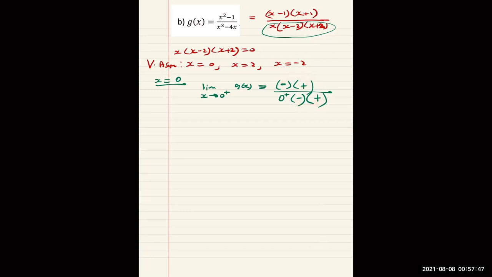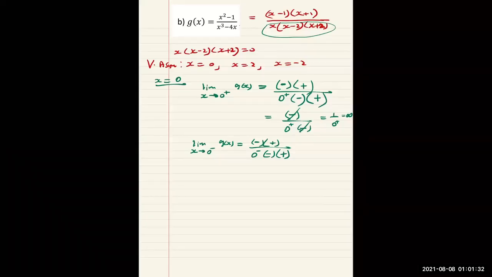So you have this form, negative divided by 0 plus negative. But these two negative signs will be cancelled. You get 1 over 0 plus, which is plus infinity. But here, if you simplify the sign, you get minus times positive, negative, negative times positive, negative. So that negative and negative will be cancelled. You get the form 1 over 0 minus, so that is minus infinity.